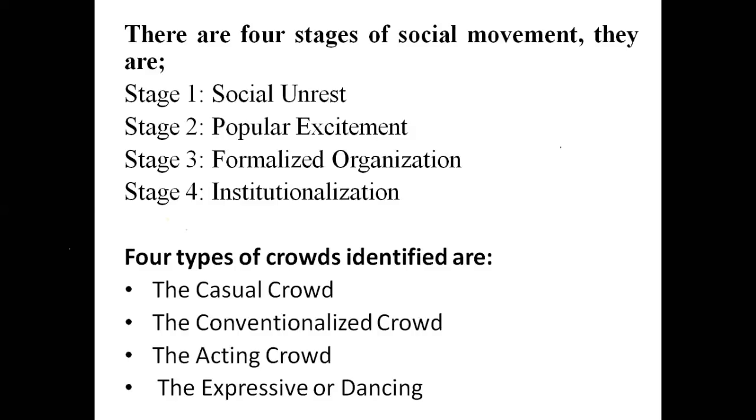Then the third one is formalized organization. After they have selected a person to lead their group, they will form an organization that will have tactics, discipline, rules and policies, which is paramount to the establishment of that organization. The movement will pass from the hands of a leader whose temperament resembles that of a statesman. It will be in the hands of that kind of person that will be able to control the group.